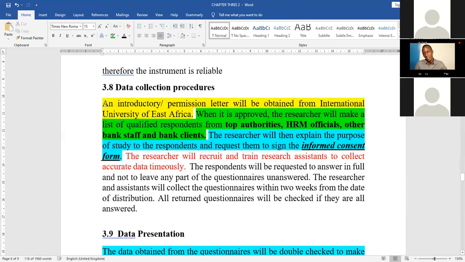You're supposed to say that an introductory letter or permission letter will be obtained from International University of East Africa. Of course, here you're supposed to indicate your university where you're studying from, whether it is Mount Kenya, whether it is Makerere, whether it is East Africa, wherever you study from. So you're supposed to say that an introductory letter will be obtained from the university. You mention the name of your university where you're studying from.